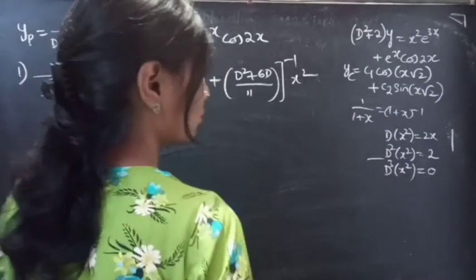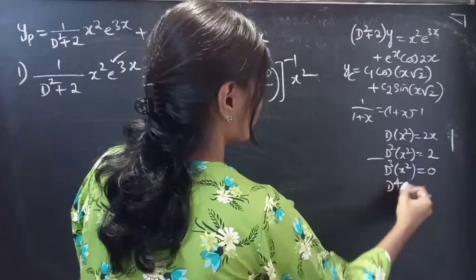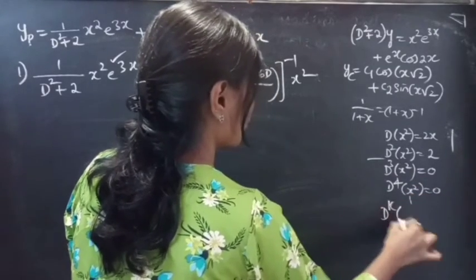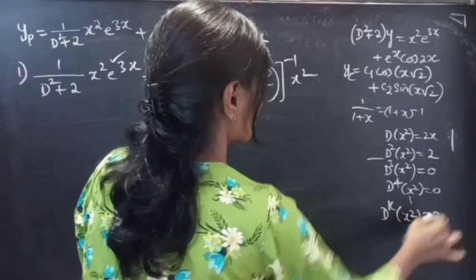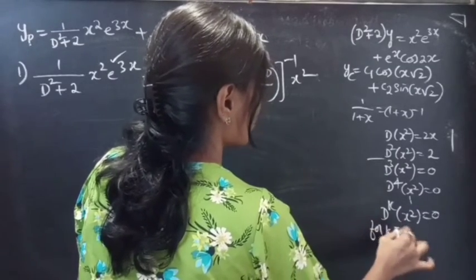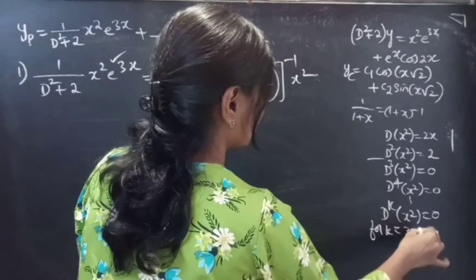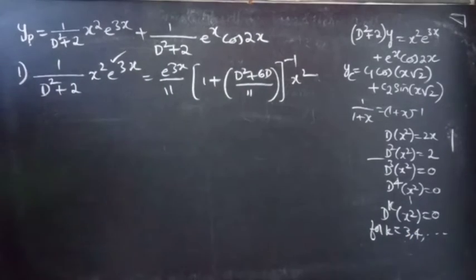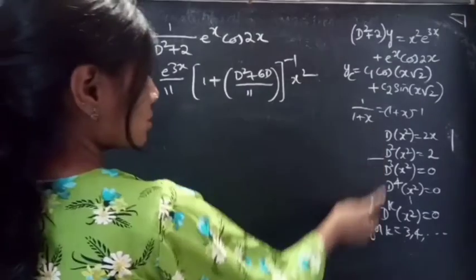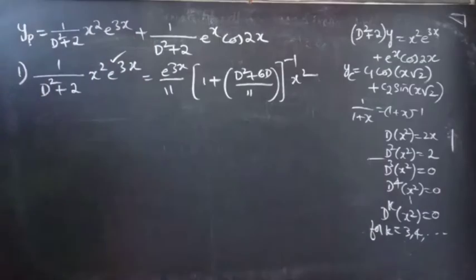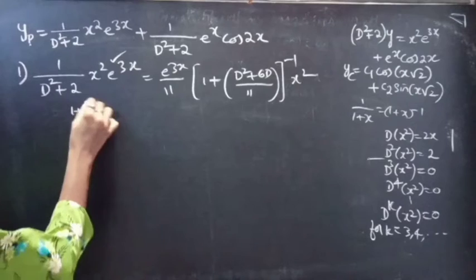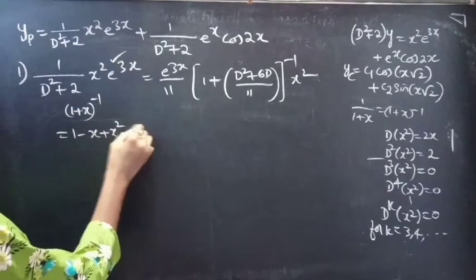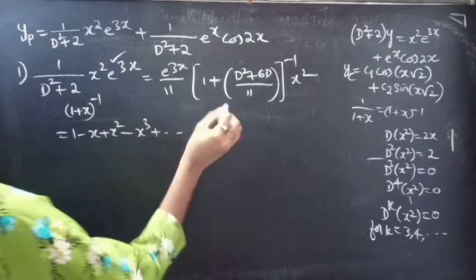Likewise, d power 4 x square equals to 0 and so on. In general, d power k of x square equals to 0 for k equals to 3, 4 and so on. Right? Now, keeping this in mind, we'll expand this using 1 plus x whole inverse expansion, 1 minus x plus x square minus x cube plus so on.